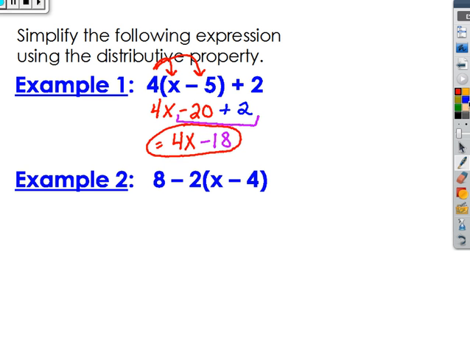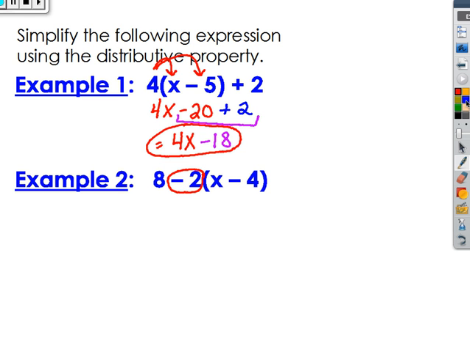Now example 2, again, parentheses, there's nothing I can do here. Those aren't like terms. I don't have any exponents, so I'm going to multiply, which would be distribute. But what's being distributed here is this negative 2. It's technically plus negative 2 or minus 2, however you want to think about it, but this negative is being distributed. So that's why I always circle when I'm distributing, so I make sure to get the sign in front of it.